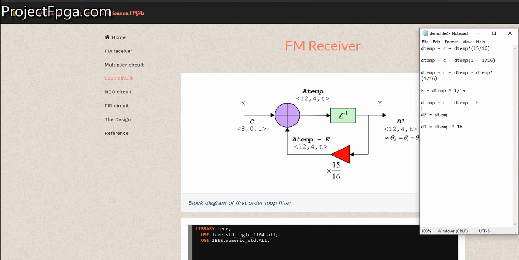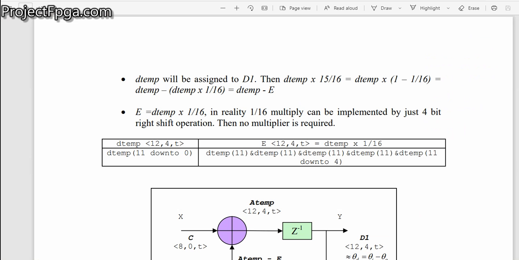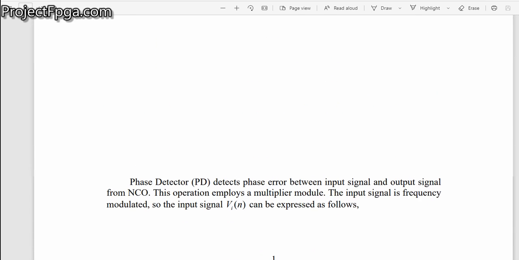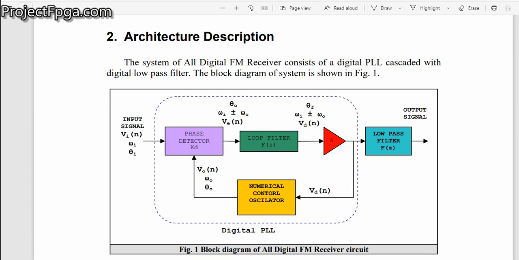The input to the filter is this C, and it is coming from our main circuit. I'll show you where we got this C from. Remember the initial diagram of the circuit. After the multiplier circuit, we get the C here. That C is fed into the loop filter, and the output is D1.